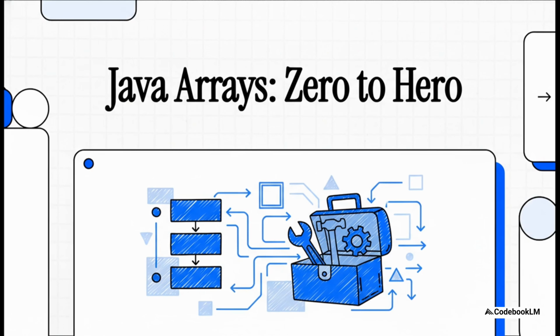Have you ever wondered how your favorite game keeps track of a huge list of high scores, or how an app juggles all of your contacts? Well, the answer, a lot of the time, comes down to one of the most basic yet powerful tools in all of programming, the Java array. By the time we're done here, you'll get what they are, and more importantly, why they are so darn essential. So let's just dive right in.